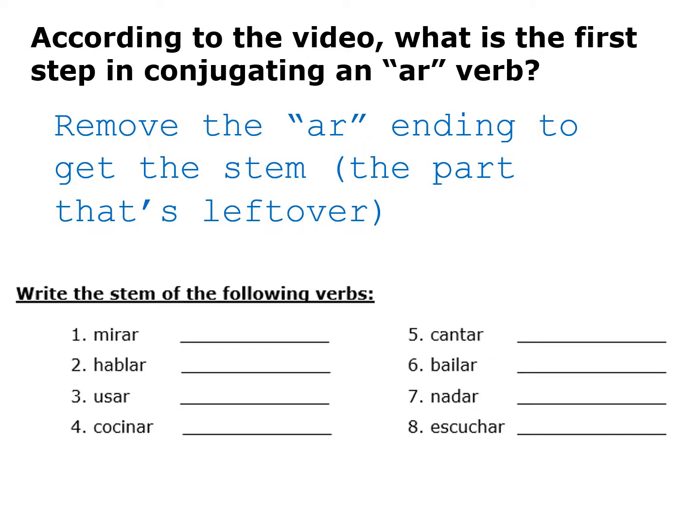Okay, algunos ejemplos. Let's start with number 1. Mirar, as you saw in the last slide, becomes mir. Next, hablar. If we take off the AR, please write what is left. You should have habl. Usar minus AR, us. Cocinar minus AR, cocin. Now you try 5 through 8 on your own.